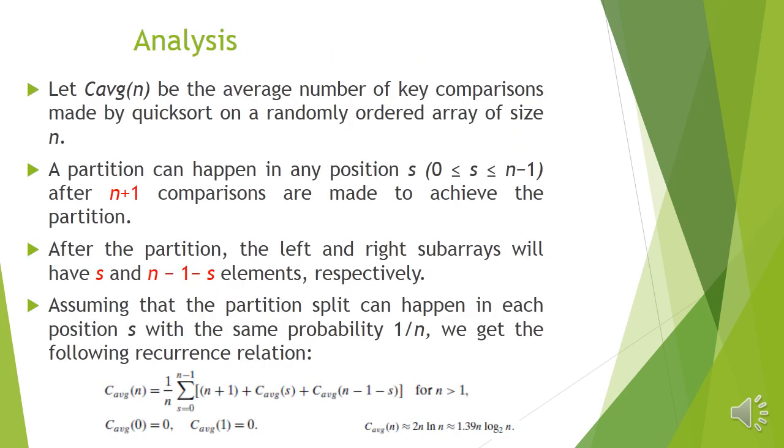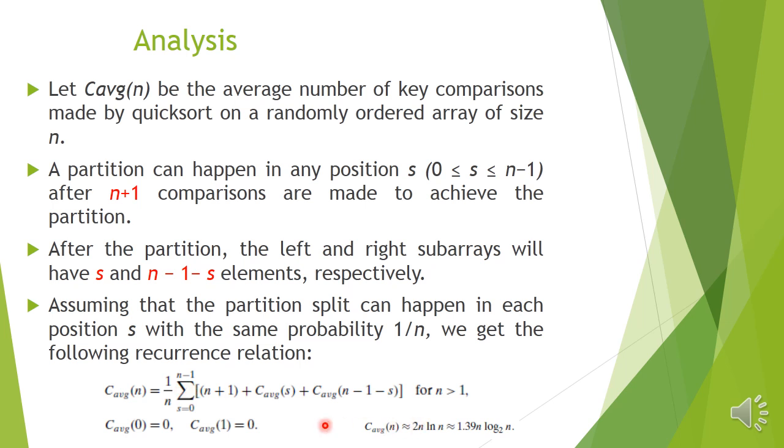This slide shows the average case analysis. If the partition happens anywhere in the array, other than the first, middle and last element, we can take the probability value. It is equal for all positions, and there are n plus 1 comparisons. After the partition, the left subarray has s elements and the right subarray has n minus 1 minus s elements. So we can get the average time analysis here.